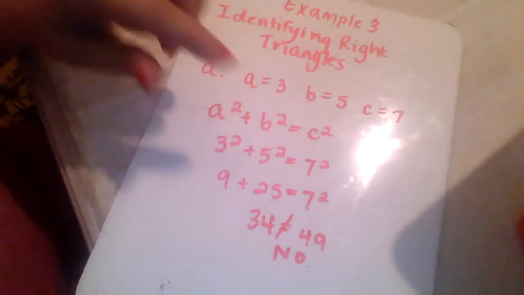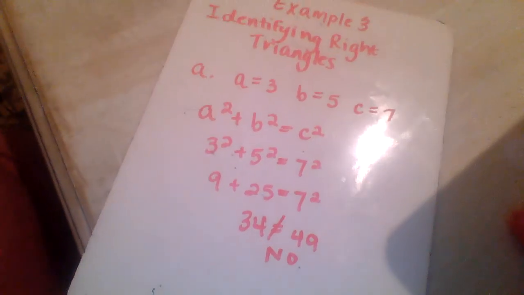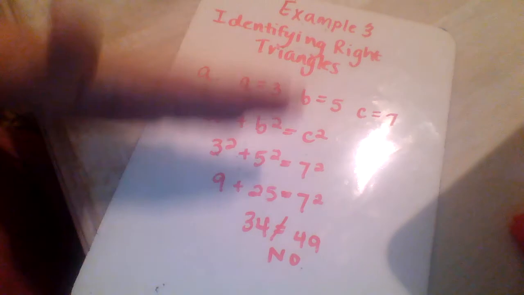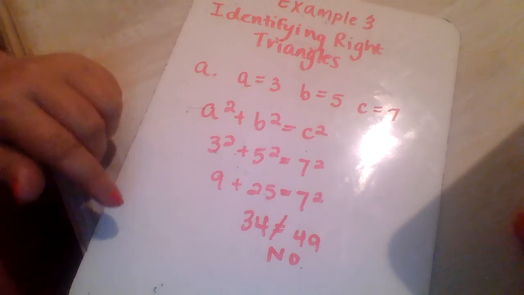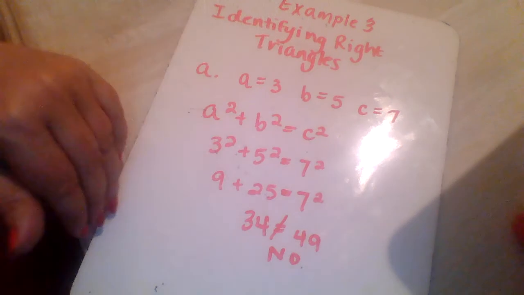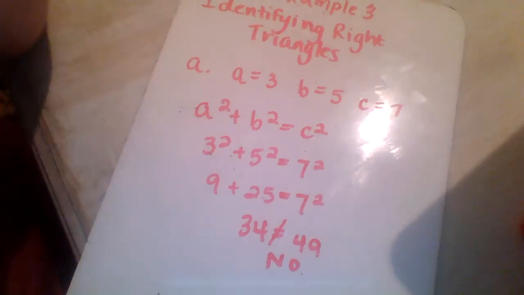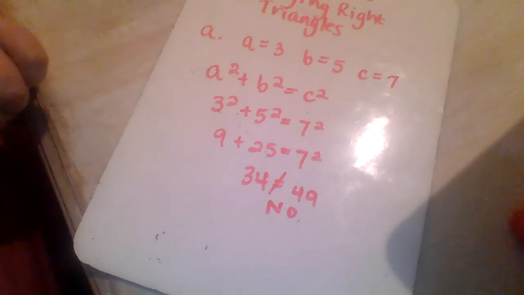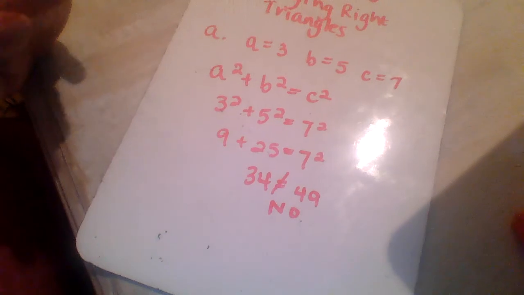If we were given numbers like in the last example, where a is 15, b is 8, and c is 17, and you did the same exact thing, you would see in example 3b that all of that would equal 289 equals 289. Therefore, that would be a right triangle. So that's the last example that we have. So that is pretty much what we're doing today.